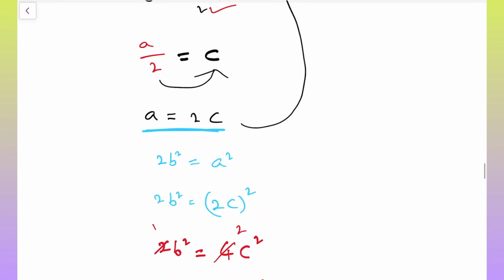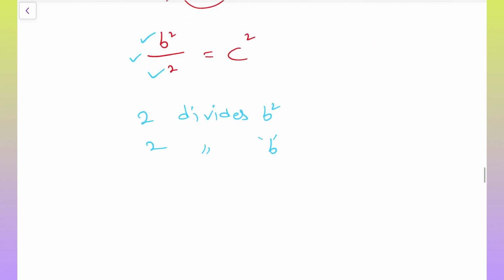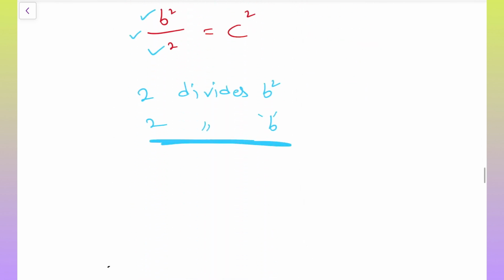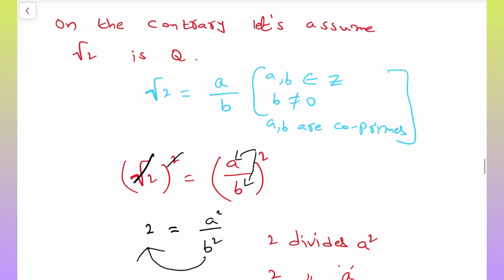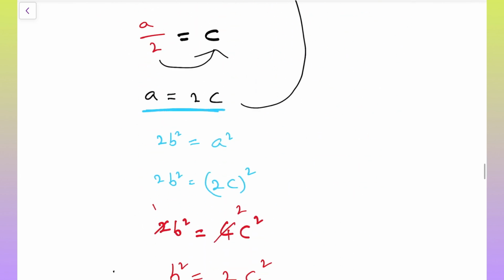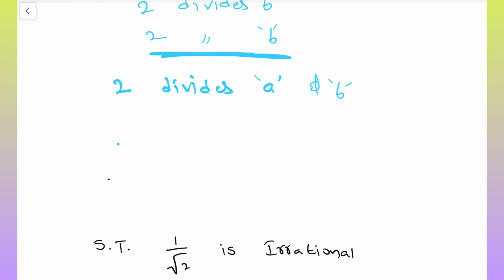If 2 divides b square, then 2 divides b also. Now if we observe from here, 2 divides a and here 2 divides b. So from these two I can conclude one thing, that is 2 divides a and b. If 2 divides a and b, it means compulsorily 2 is one of the common factors. But at the beginning I took one condition, that is a, b both are co-primes. It means no other common factor except the number 1. But here 2 is the common factor.